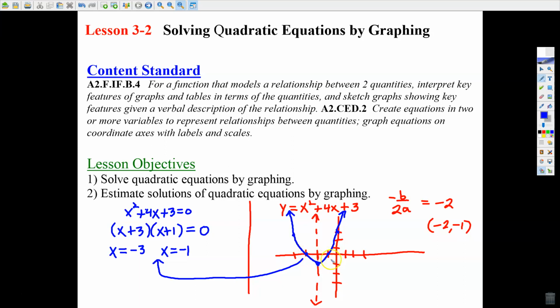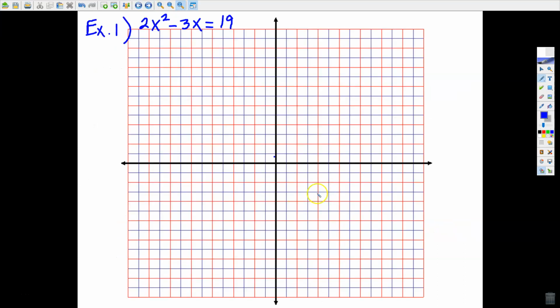Sometimes that's easy to see. Other times we're going to have to estimate it. And then if the graph never crosses the x-axis, and sometimes that happens, then there is no solution. All right, so I just wanted to give you that little preview as to where this lesson is going. And so let's get into an example.